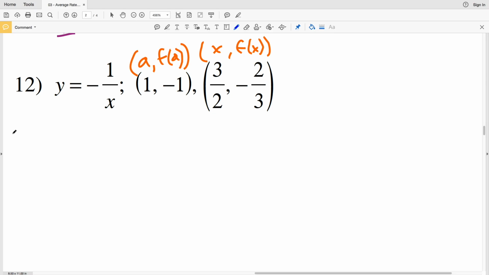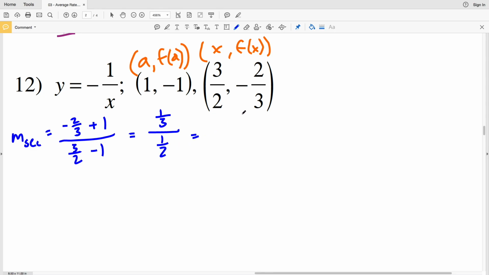So the slope is going to be equal to f of x minus f of a, which is negative 2/3 minus a negative 1, or plus 1, all over x minus a, 3/2 minus 1. Negative 2/3 plus 1 is going to be a positive 1/3, and 3/2 minus 1 is going to be a positive 1/2. So when calculating a slope, I'll have 1/3 times 2 over 1, which equals 2/3. So my slope is 2/3.